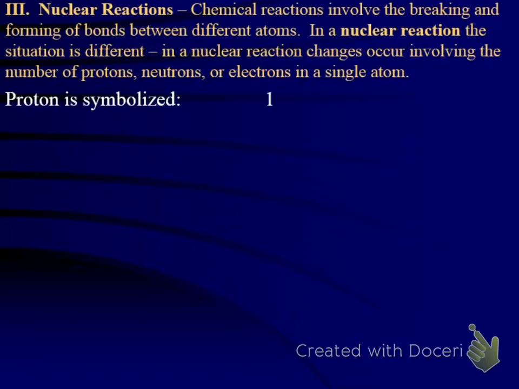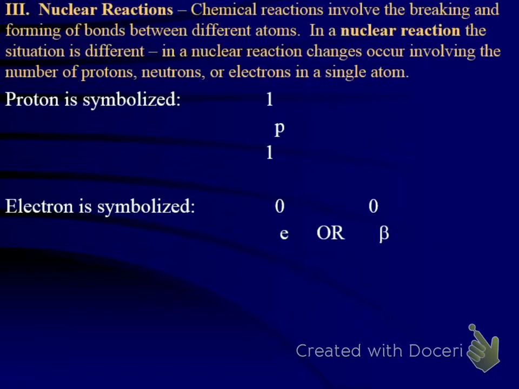This is fun. All right, nuclear reactions. Okay, in nuclear reactions, we're going to involve the protons, neutrons, and electrons of a single atom. So here, this is how we symbolize a proton. Okay? Remember mass number, atomic number. So that makes sense that it's 1 and 1, right?